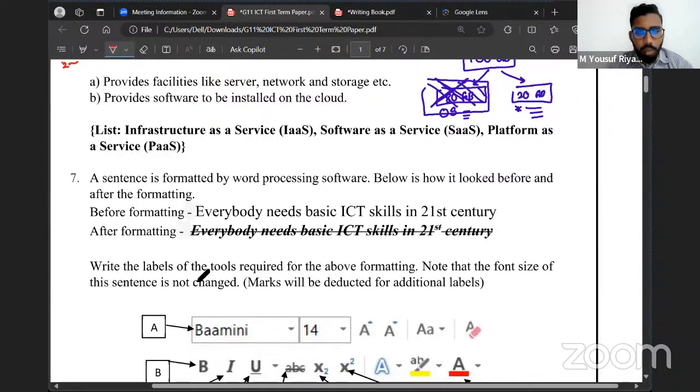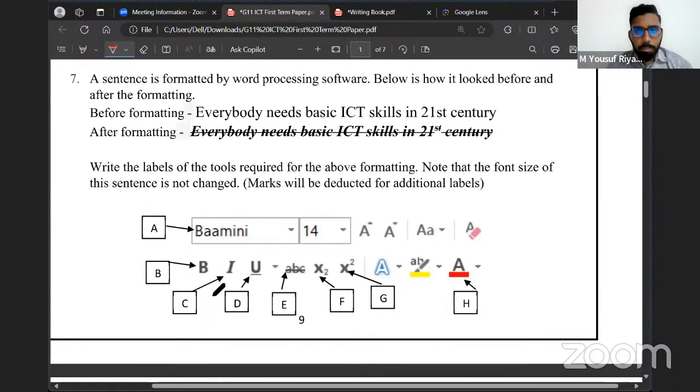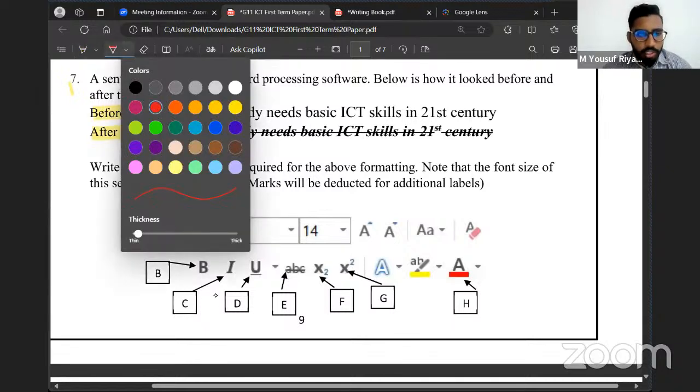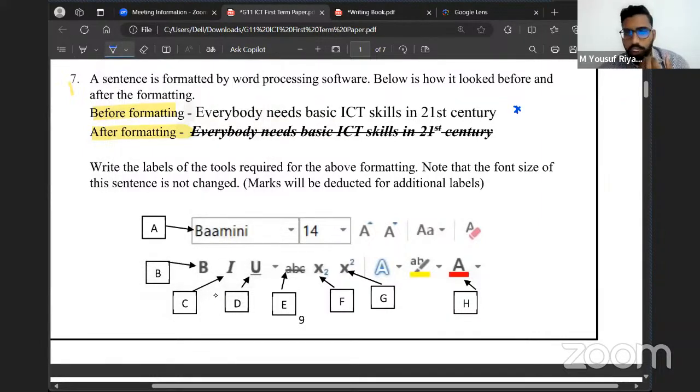A sentence is formatted by word processing software. Below is how it looked before and after formatting. So they have shown you how it looked before formatting, and then here how it looked after formatting. Looking at this, what are the formattings you can notice? Has it been bold, underlined, or something else? The formatting means changes, right? So what are the changes that have been done?